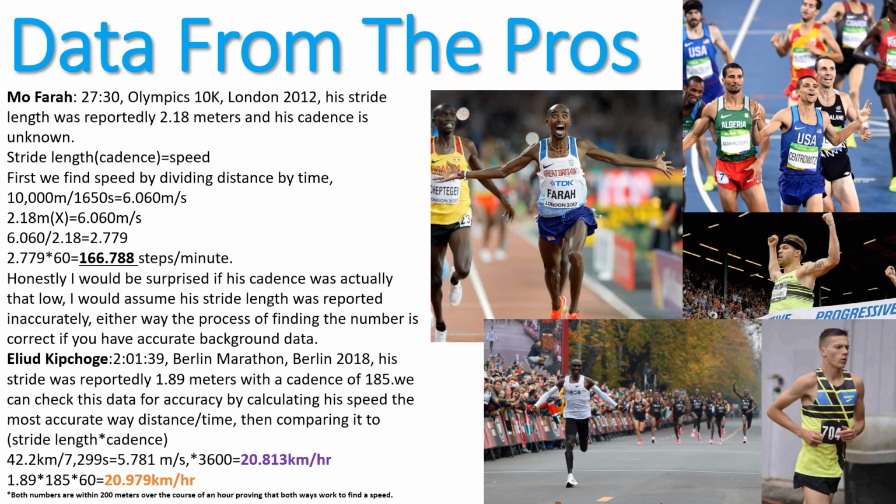So as you can see, very close. So obviously the 20.813 is the most accurate way to find distance because it's distance over time. But both numbers are within 200 meters, meaning that, with a little rounding, I believe that the cadence and stride lengths provided were very accurate.